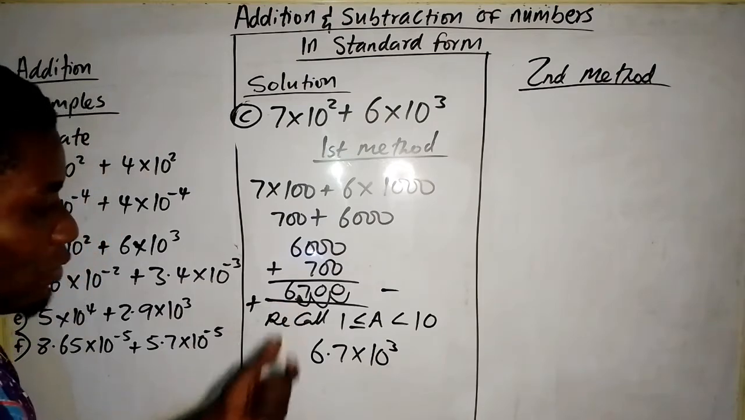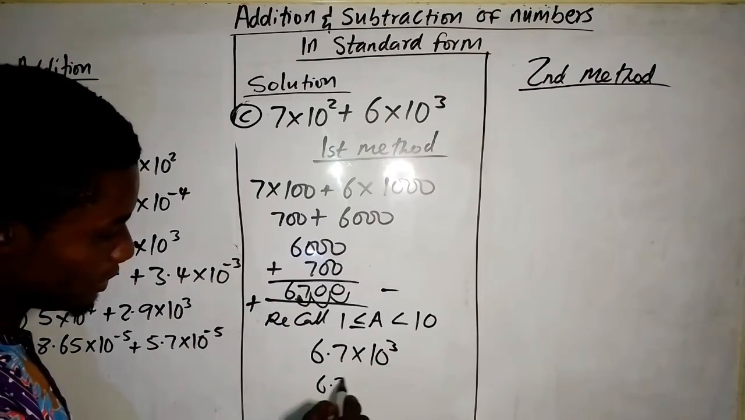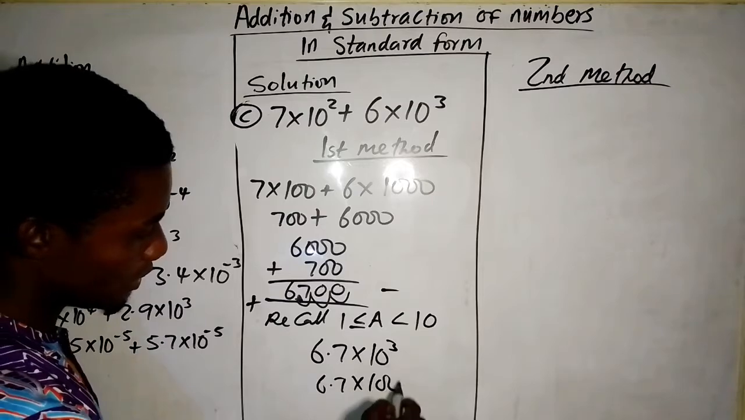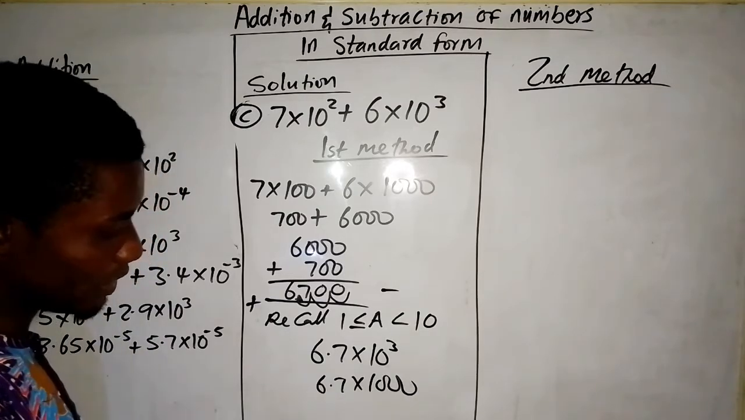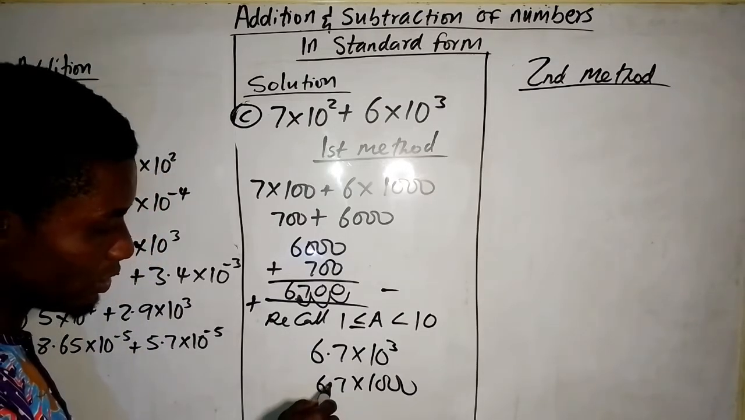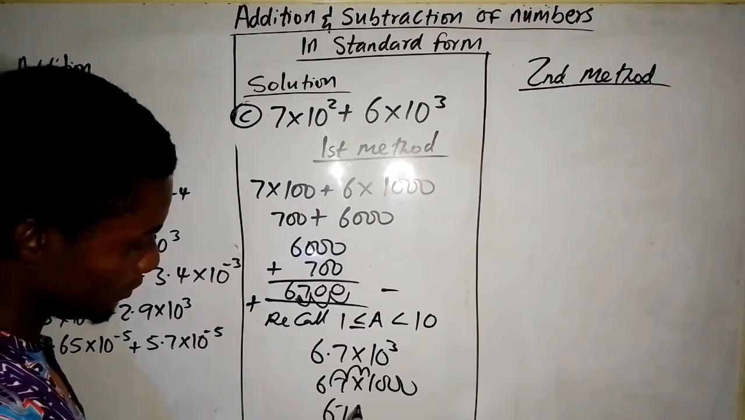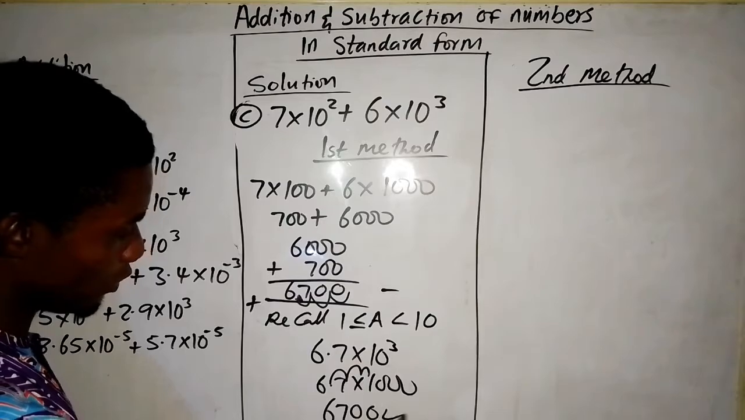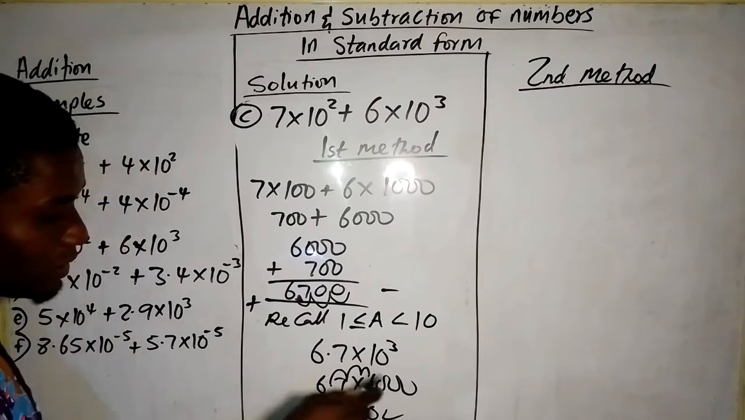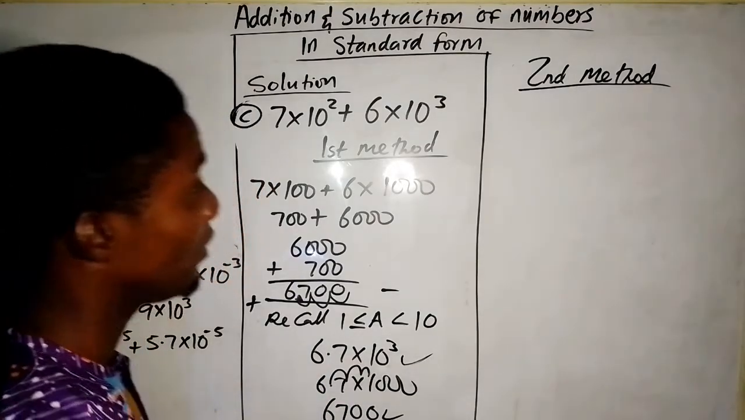In other words, to get this number back, you have 6.7 times 1000. You're going to have your number back. You move the decimal point 3 times: 1, 2, 3. So you're going to be having 6700. You're going to have your number back. So this is our final answer.